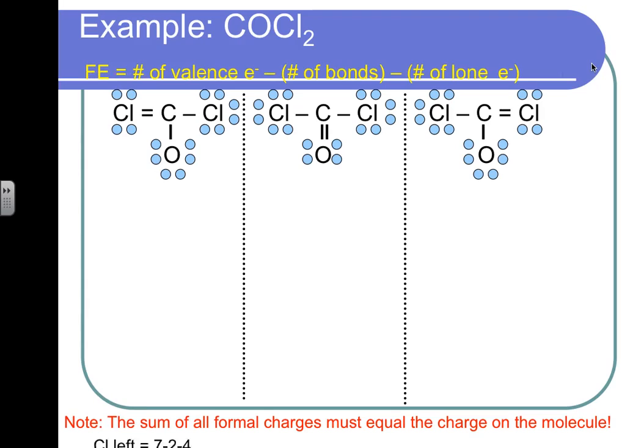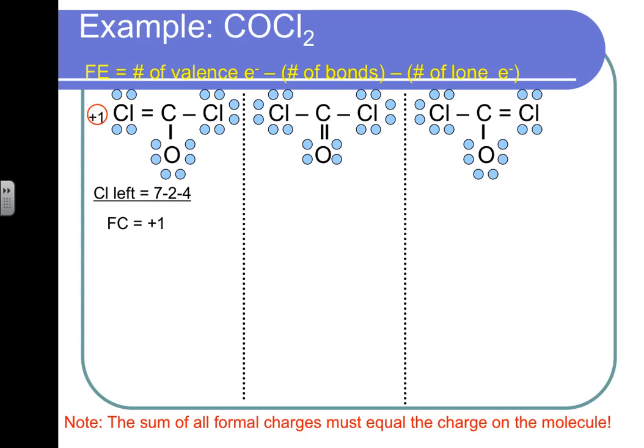So here's how it works. If you take a look at the chlorine on the left, would you agree that chlorine has 7 valence electrons? I hope so. Would you agree that there are 2 bonds? There are 2 bonds, so there's where the minus 2 comes from. And the number of lone electrons: it's got 4 dots around it, so that would be minus 4. So 7 minus 2 minus 4 is a formal charge of positive 1. So we'll put a little positive 1 in a circle beside the chlorine.